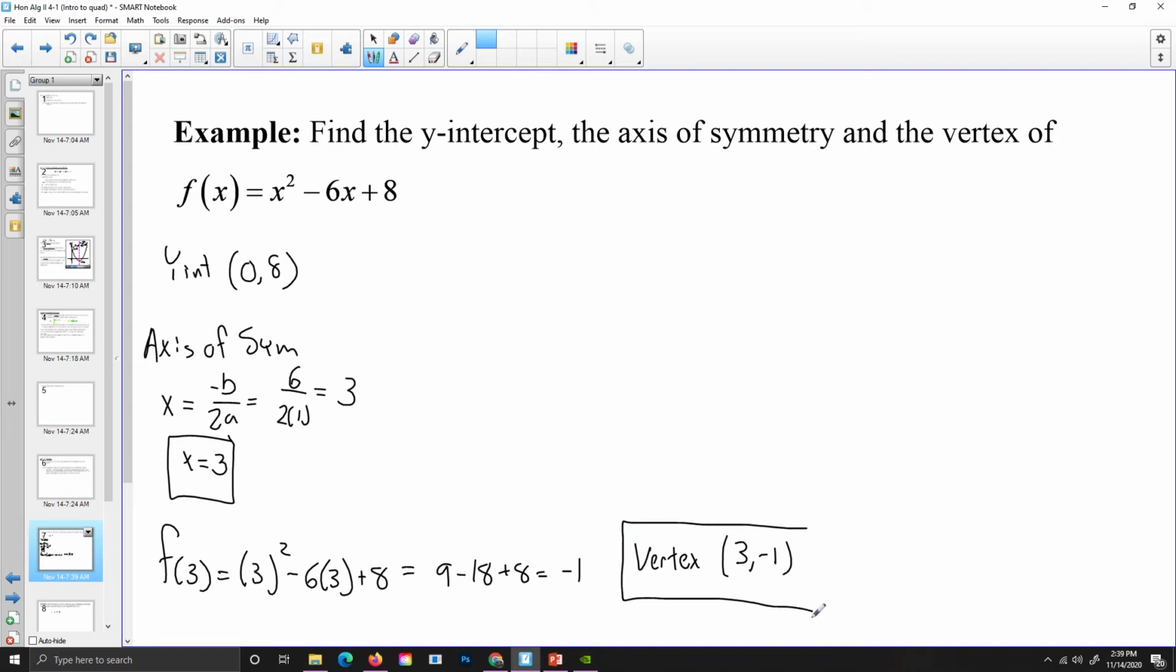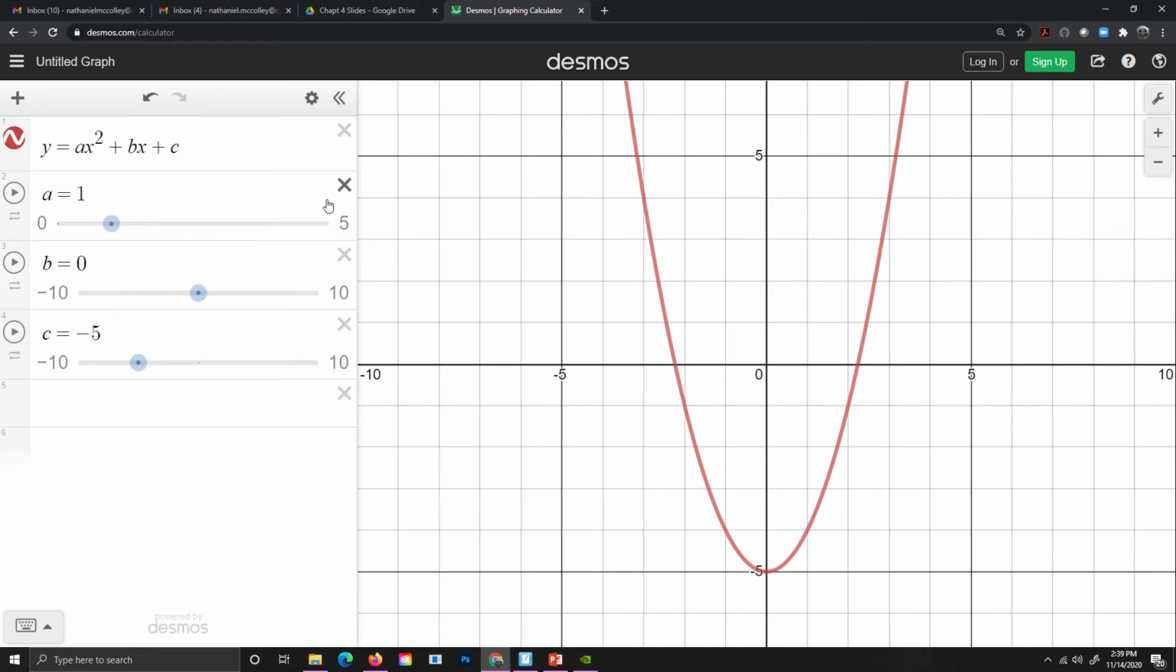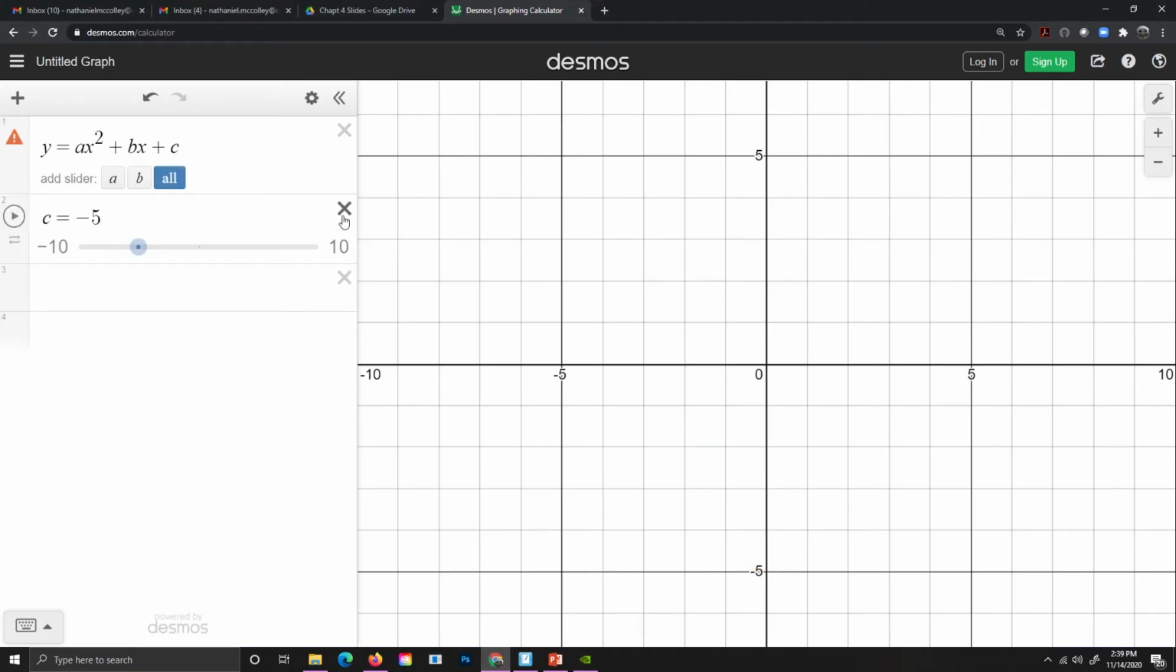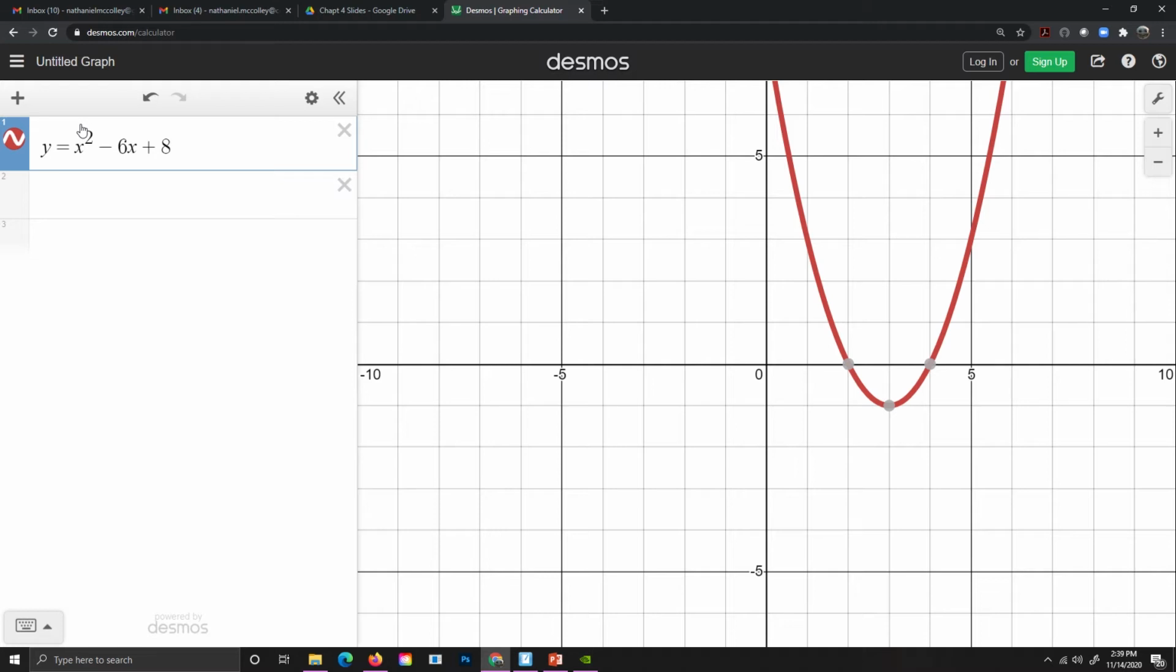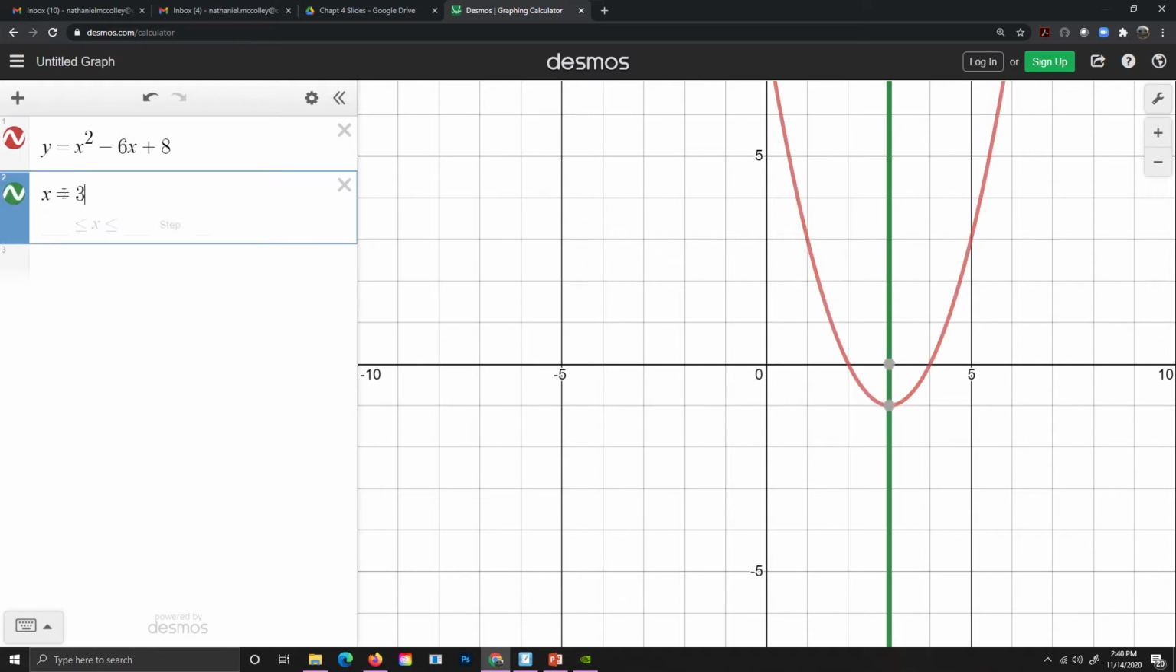Now we can use Desmos to check that if we want. So we'll come back over to Desmos and we will close out all of these expressions. We will delete the a. We will make this -6. And we will make this thing 8 right there. And so we can see my vertex is at (3, -1). And if I go x equals 3, like that, we have an axis of symmetry, and it looks as if I were to fold the screen along the green line, the left side of the red curve will line up with the right side of the red curve.